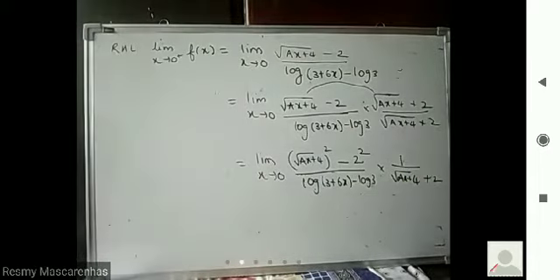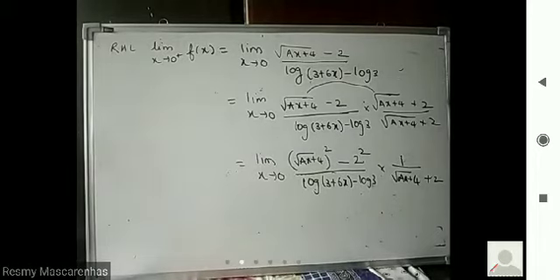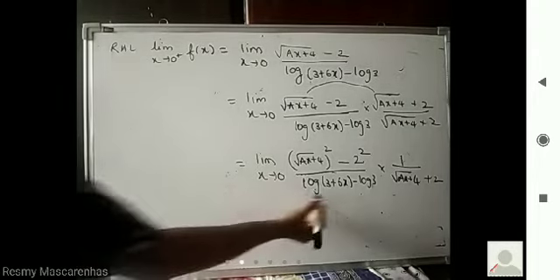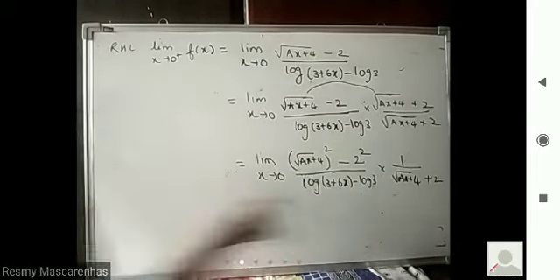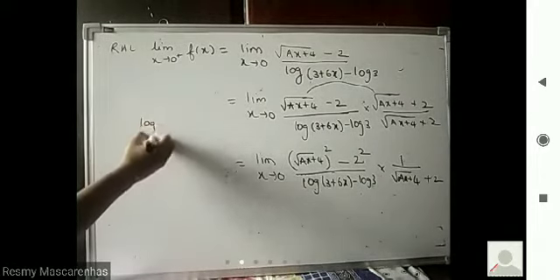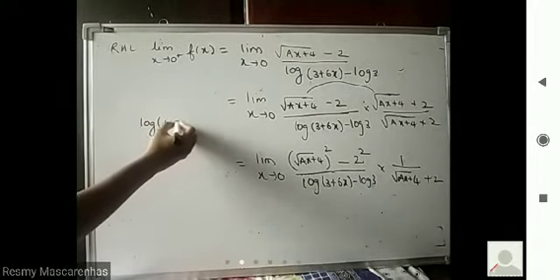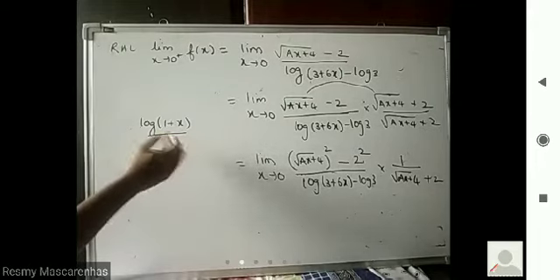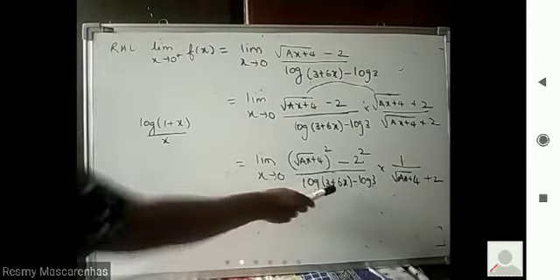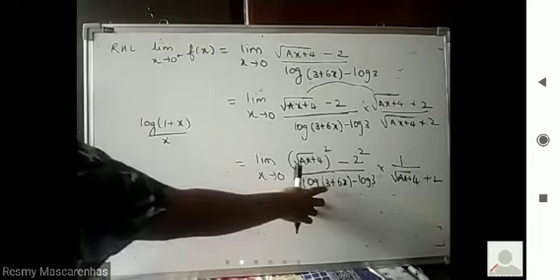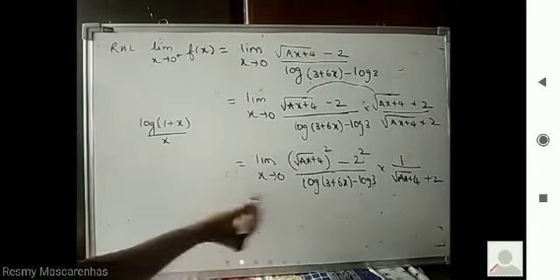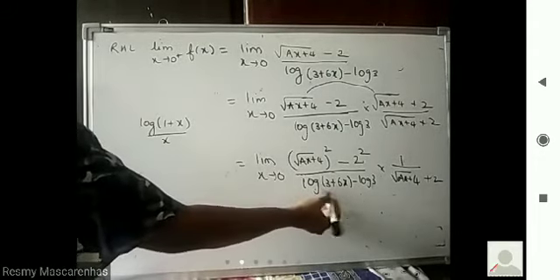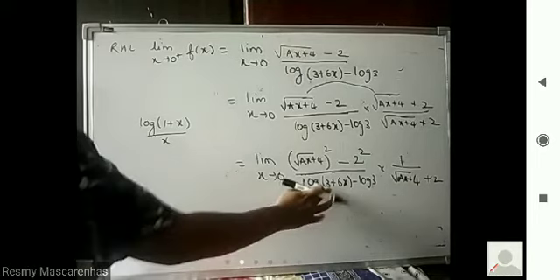So this was my rationalization part. Now look at this over here. This is a log function, and what is the standard formula? Log of 1 plus x upon x. If you notice, this is 3, okay, not 1. So I told you anytime if there is other than 1, you have to try to make it 1.